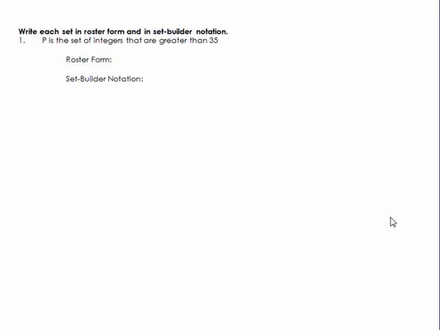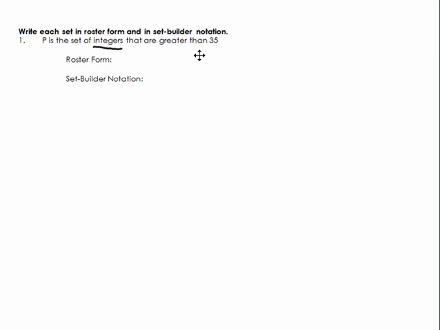It says P is the set of integers. Now I want to take note of that. P is a set of integers, so I'm going to underline the word integers, just so I can remember what are integers. Those are the numbers on a number line. They're the whole numbers, or the tick marks, I'd say, on a number line. So P is the set of integers that are greater than 35. So in roster form, remember roster form is where we just list them out.